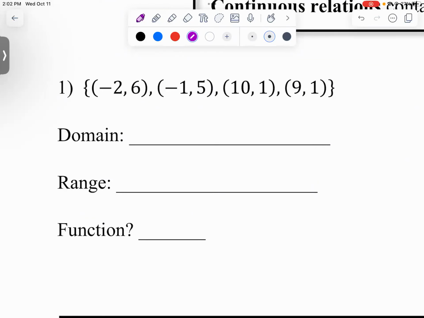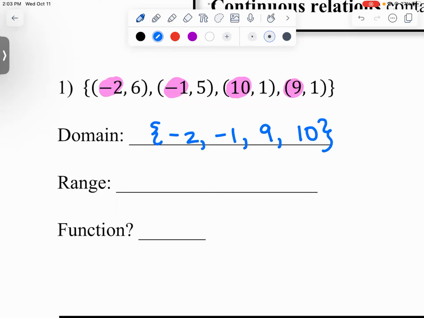So what did I say about the domain? That is all of our inputs. So in this relation, I am going to look at all of our inputs. So I'm going to write that our domain is the set of -2, -1, 9, and 10. I like to put them in order. That's all I did.